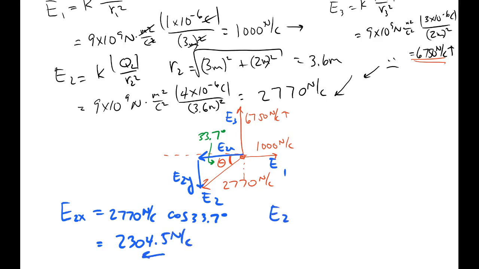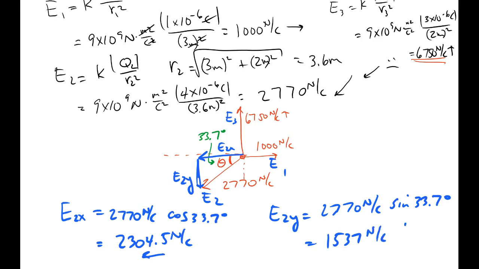And then E2 in the y direction would be 2,770 newtons per coulomb sine of 33.7 degrees because it's opposite. That's the opposite side. So 2,770 sine of 33.7. And I get 1536, but I'll write that as 1537 because it's 1536.9. So 1537 newtons per coulomb, and that is down.